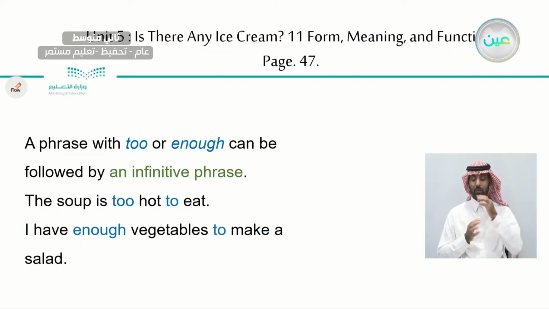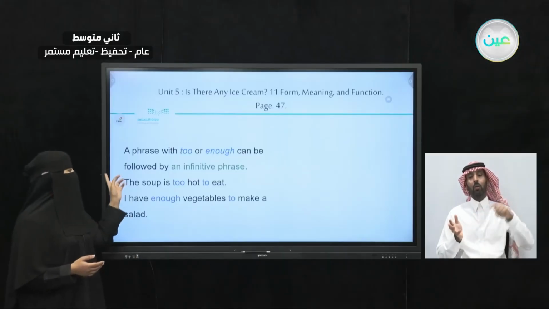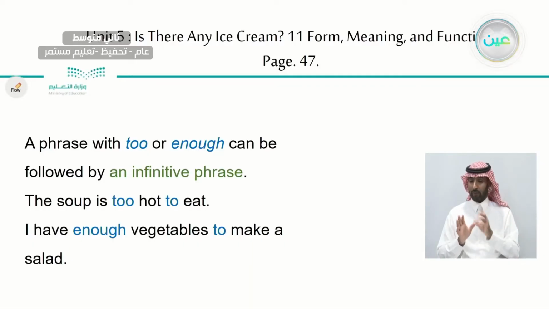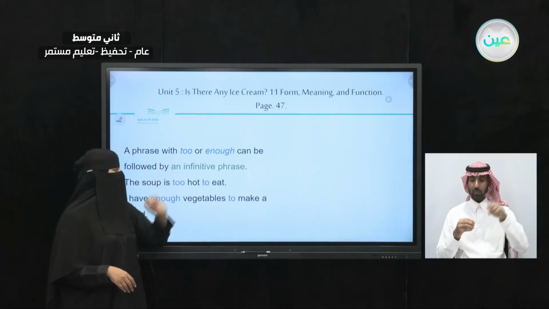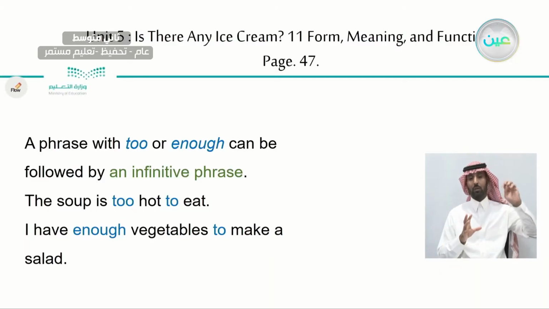The soup is too hot to eat. I can't eat the soup. It's too hot to eat. And I have enough vegetables to make a salad. So here we have this example with to and enough. I have enough vegetables to make a salad. So too hot to eat and enough vegetables to make something. Okay? Did you see the usage of to and enough here as an infinitive phrase?